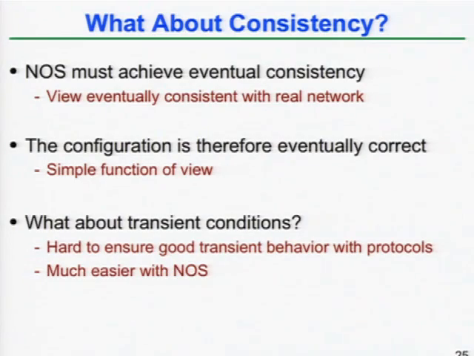So what about transient conditions? Because it does take you a while to converge. So it's very hard in a distributed protocol to figure out, let's say, are there going to be loops while this is converging? Here it's actually quite easy. If at every time you have a picture of the network and you say that the function from the view never creates a loop, then you will never have loops. End of story.